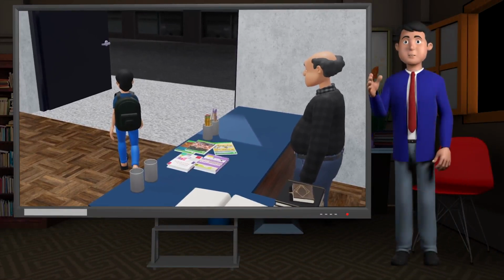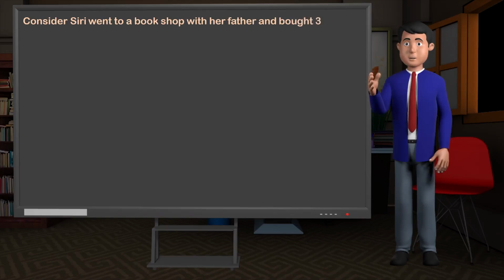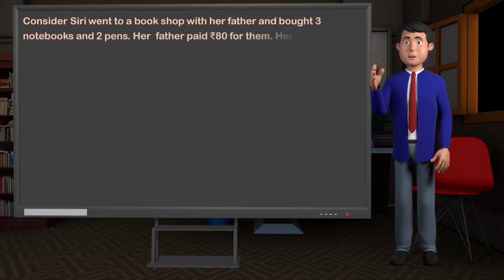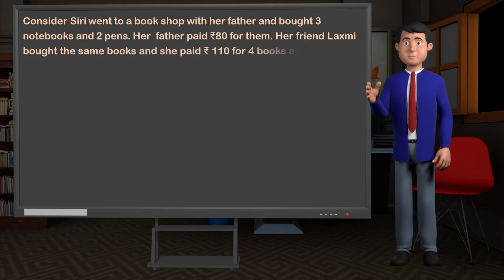Let me explain this example in simple words. Consider Siri went to a bookshop with her father and bought 3 notebooks and 2 pens. Her father paid rupees 80 for them. Her friend Lakshmi bought the same books and she paid rupees 110 for 4 books and 3 pens.